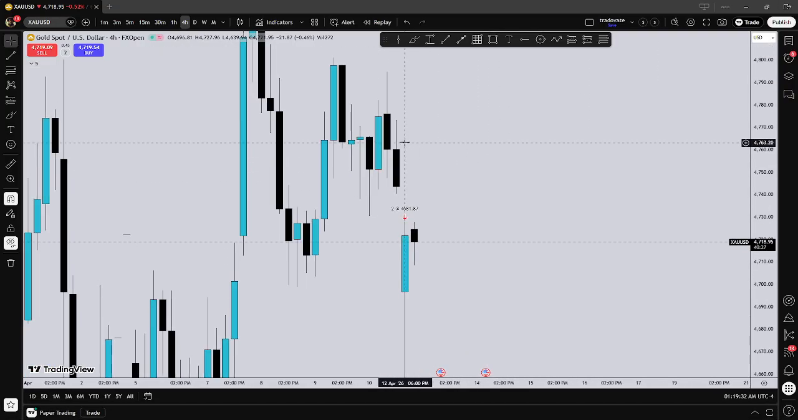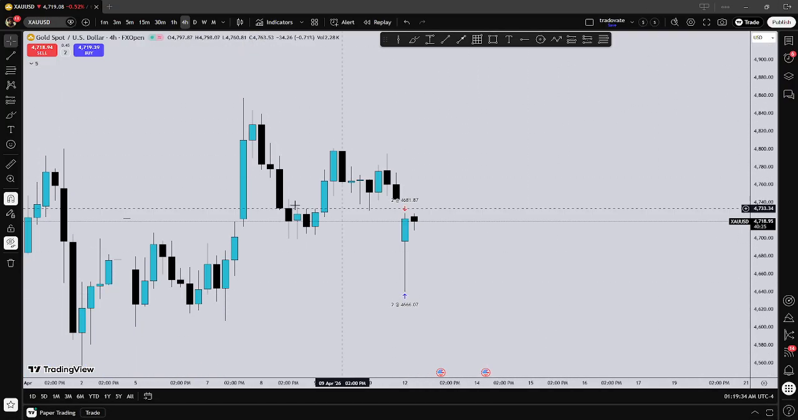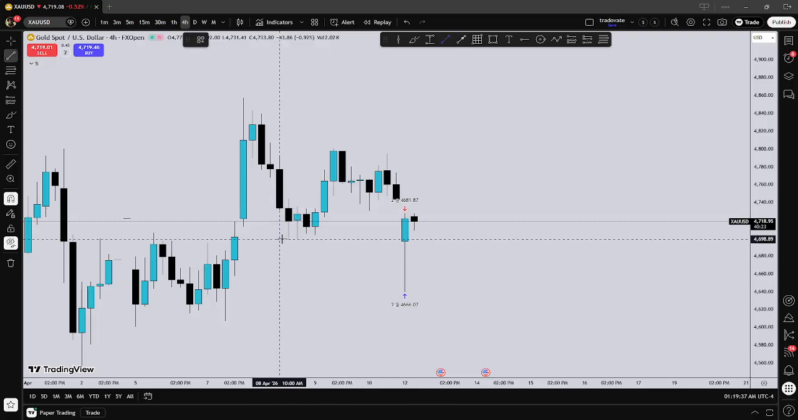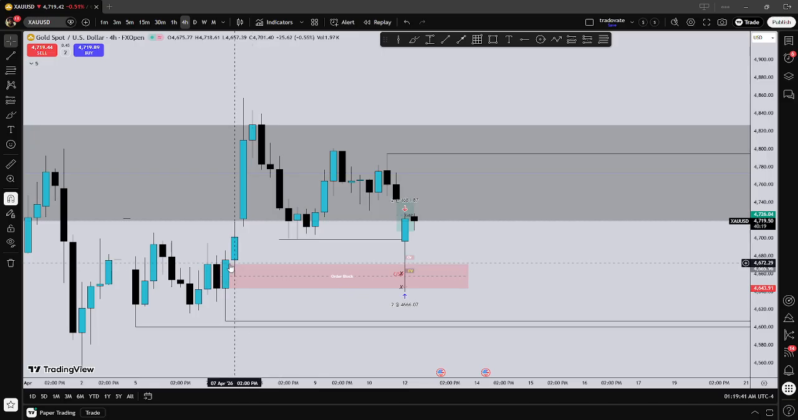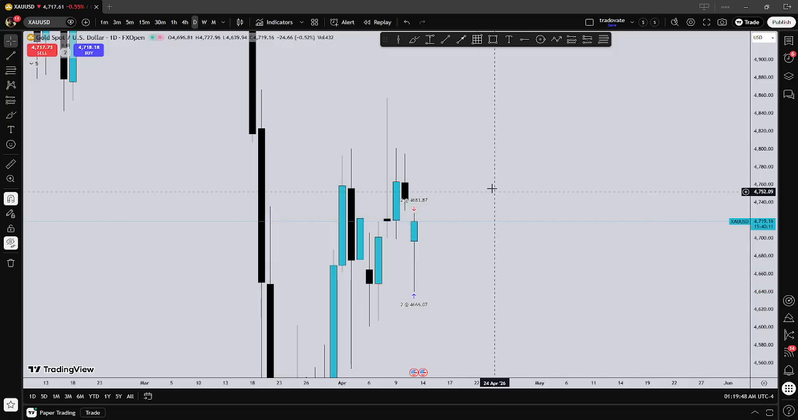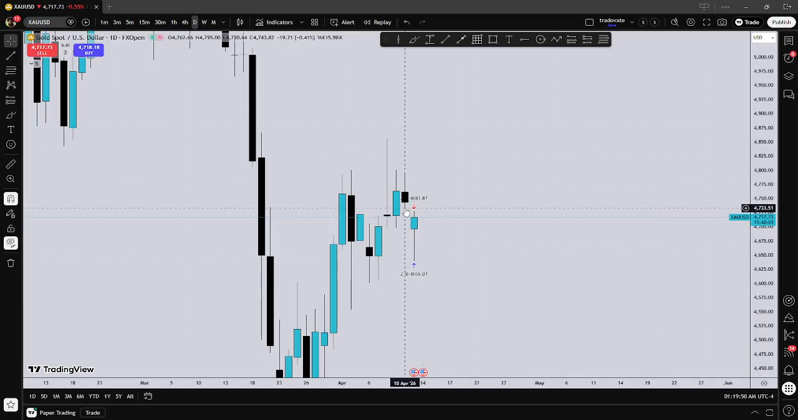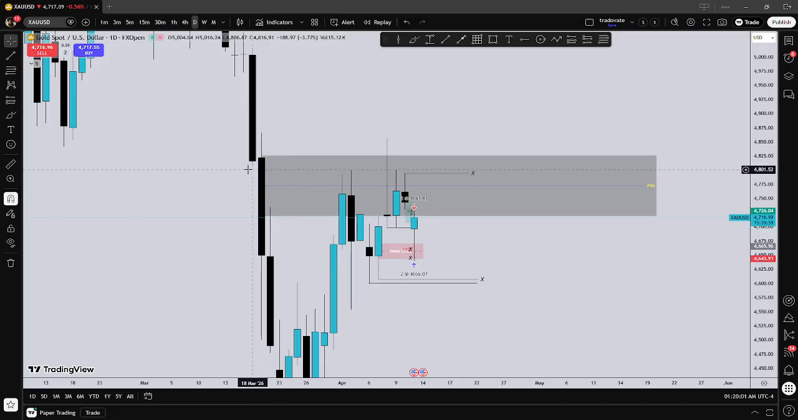We had a lot of sell side liquidity. We had equal lows resting below here. We had this 4 hour order block. But on the daily time frame, start off from there. The previous 3 candles were suggesting somewhat of a bearish move out of this daily fair value gap, which would have been right here.